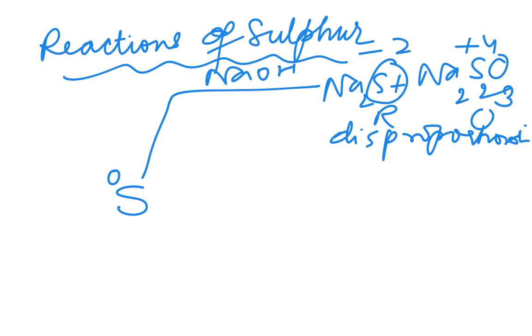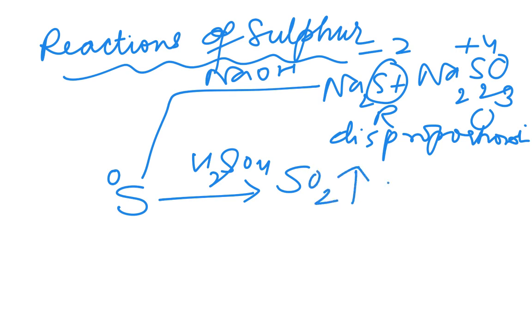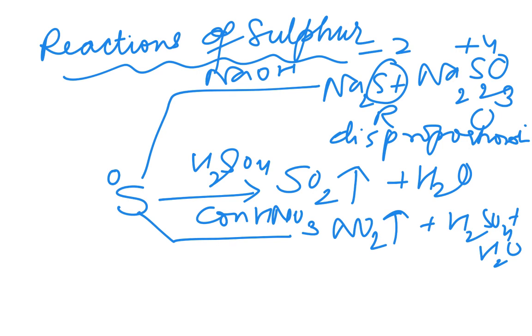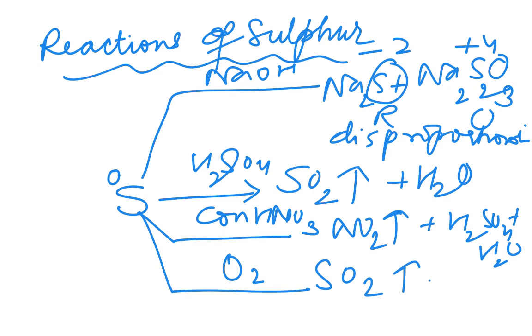Then sulfur reacts with H2SO4 and forms SO2, a light yellow gas that is evolved. Then it reacts with concentrated HNO3 and forms NO2 gas plus H2SO4 plus H2O. It reacts with oxygen and forms sulfur dioxide and sulfur trioxide. So these are some of the reactions.